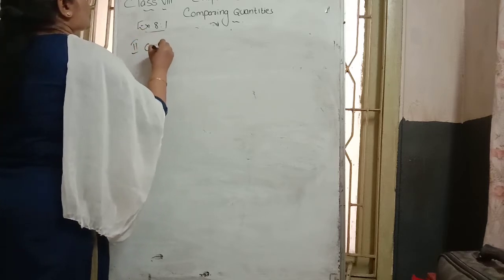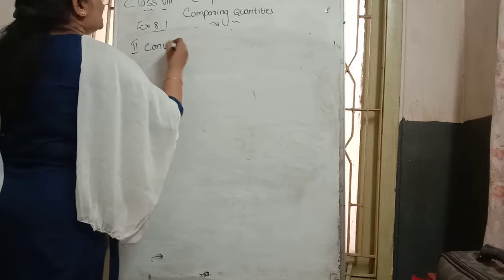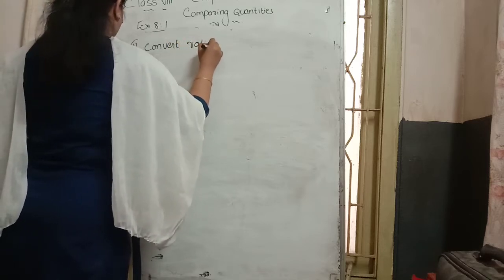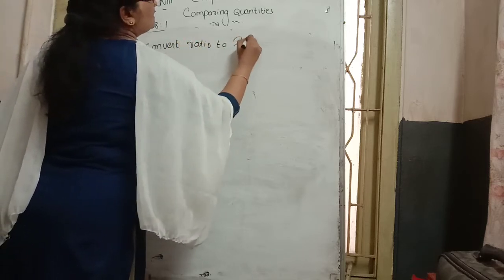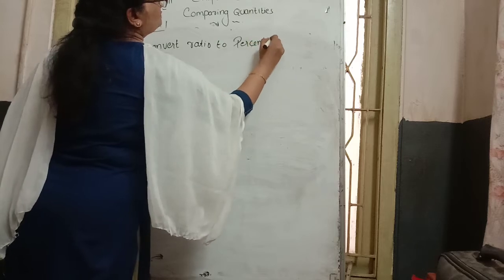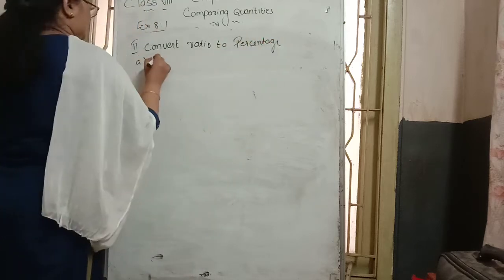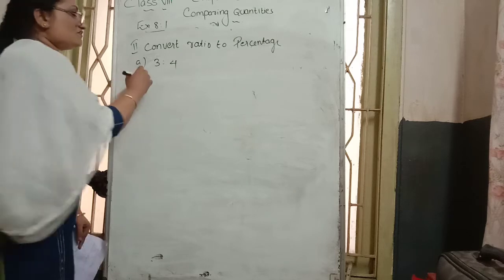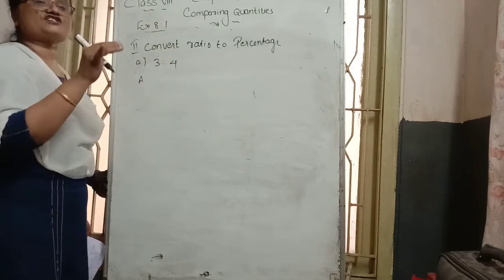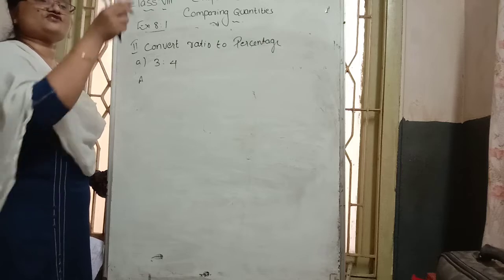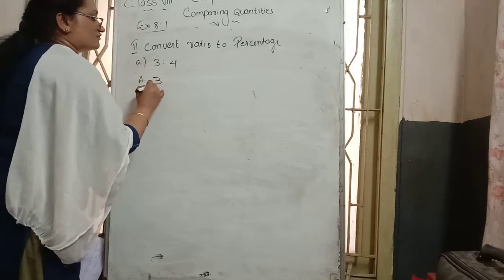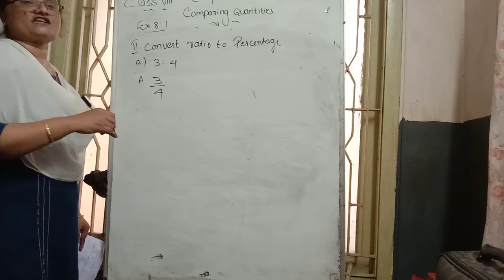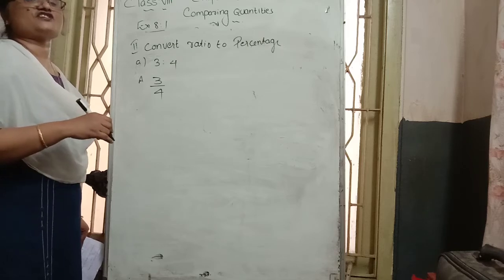Convert ratio to percentage. First question: 3:4. We learned the rules. First of all, what do we want to do? Write it in fractional form. The ratio is given, so remember, first we write it in the fractional form. That is 3/4.